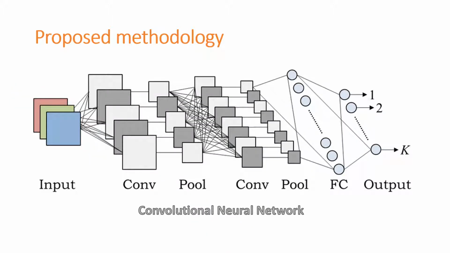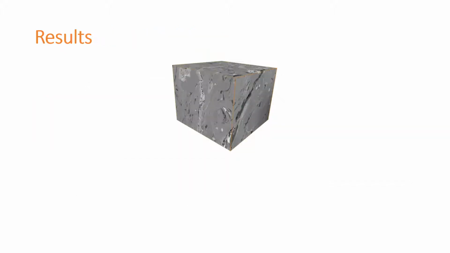A convolution neural network or CNN is a special kind of multi-layer neural network designed to recognize visual patterns directly from pixel images with minimal pre-processing. A FIB-SEM sample of a shale rock is analyzed in this study.